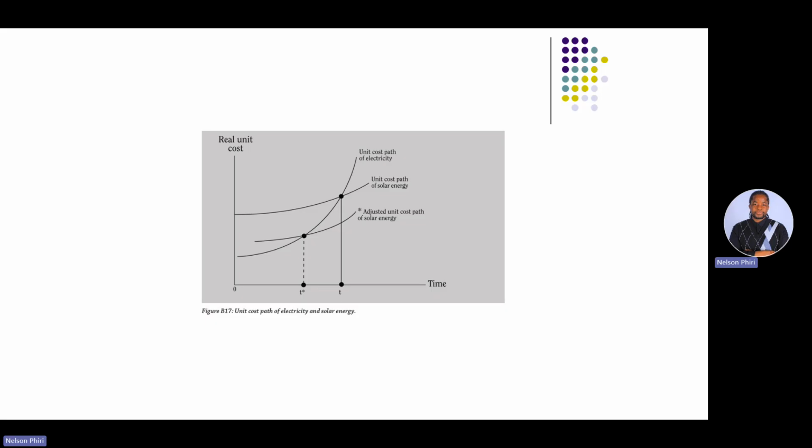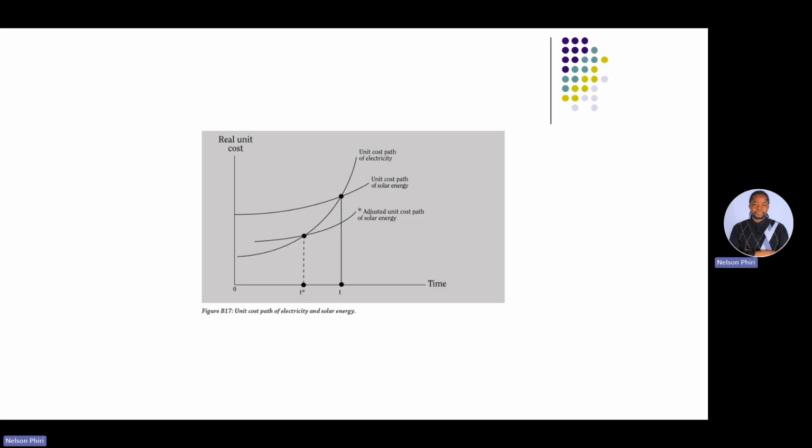So the conversion to solar can only occur at T, provided we have the necessary technology which lowers your solar energy cost to the lower graph, which is the adjusted unit cost of solar energy. So at that T star, we can make the switch if we have the requisite technology to lower our unit cost when harnessing solar energy.